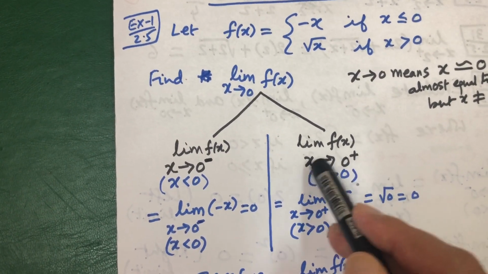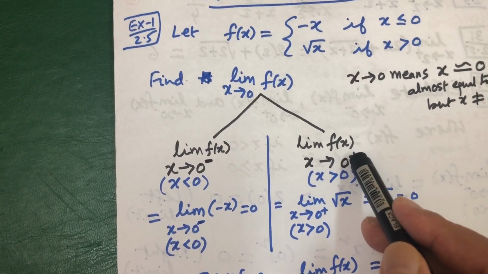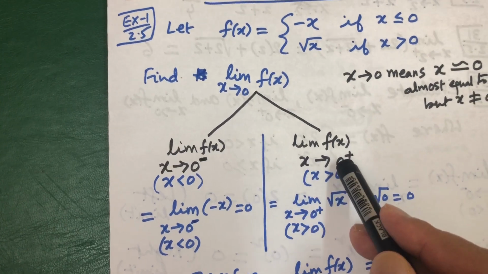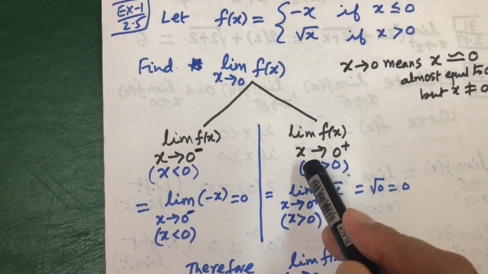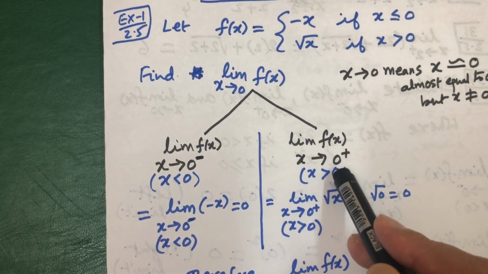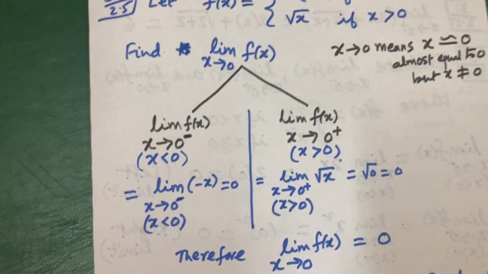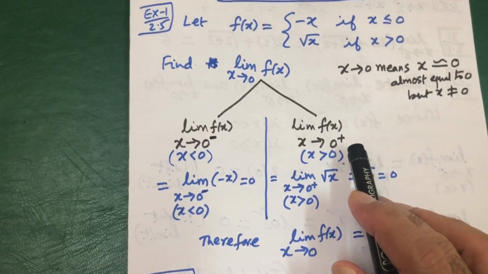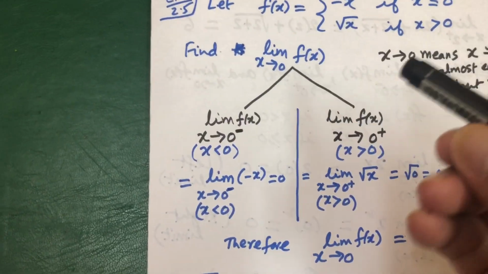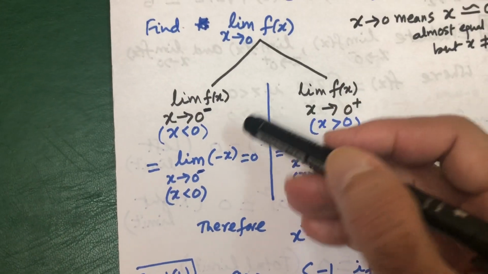Only this one small label, x arrow 0 plus, will tell you what? x is almost equal to 0 but not equal to 0. x is to the right of 0, that is x greater than 0. The whole sentence is told in one symbol. This is the beauty of mathematics. A very big language we can speak in just one equation.